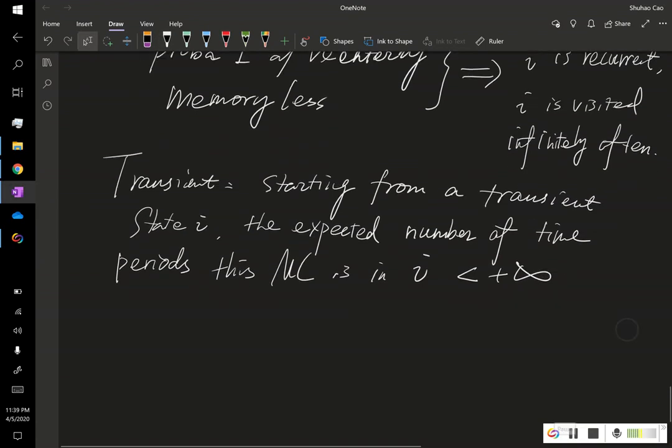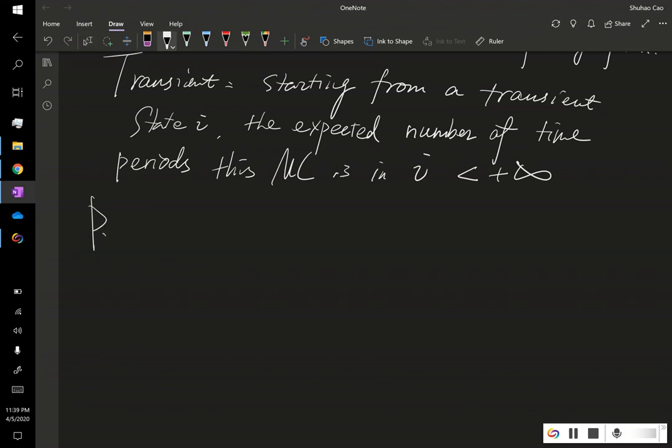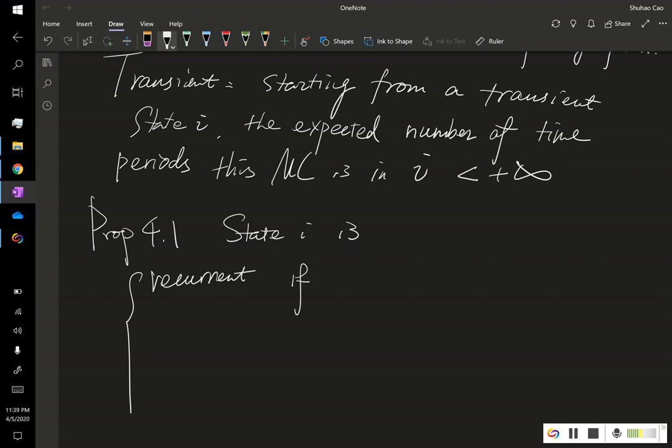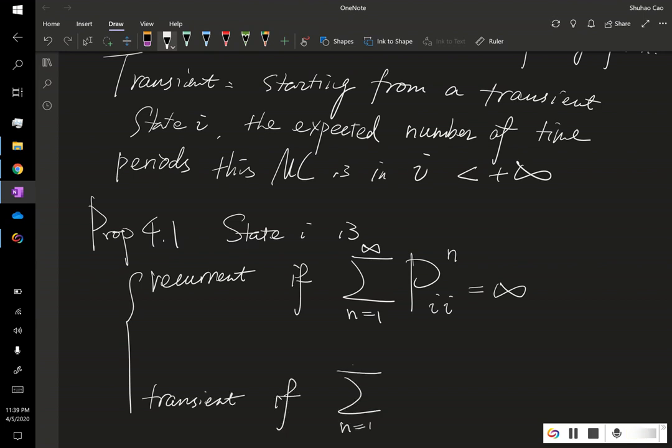Next, we have the following proposition, proposition 4.1. We say that state I is recurrent if the sum from n equals 1 to infinity of the n-step transition probability sums up to infinity, and it's transient if this sum is finite. And now let's derive it.